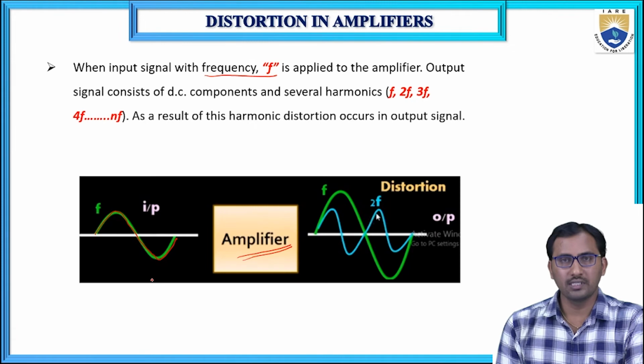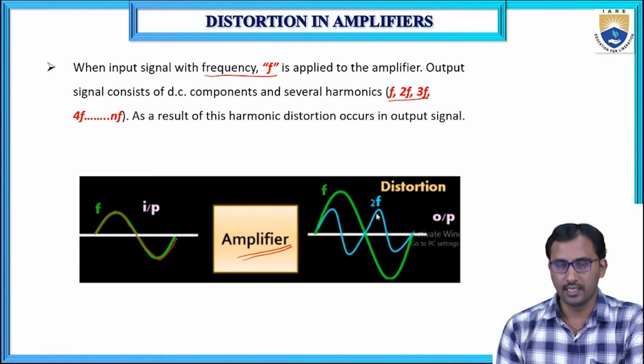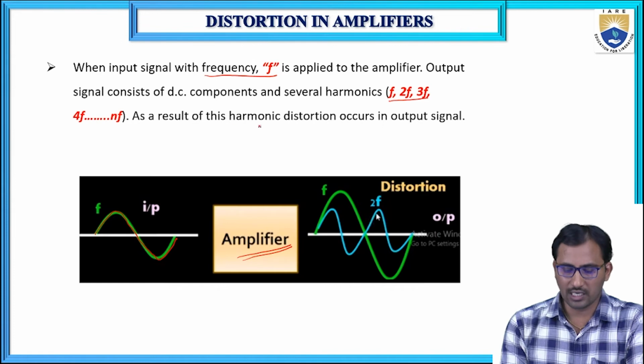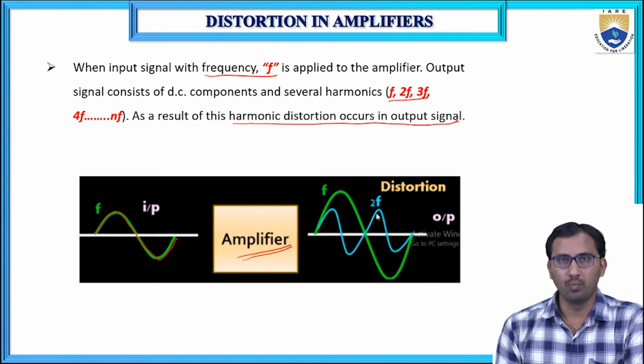Then the output signal consists of some DC components and several harmonics. The harmonics are f, 2f, 3f, 4f, and so on. As a result of this, harmonic distortion occurs in the output signal, because we have applied an input signal with frequency f.